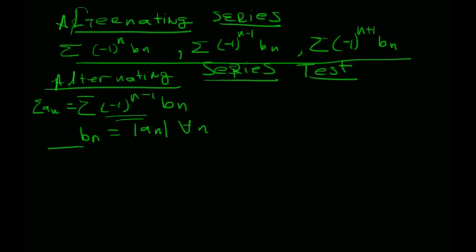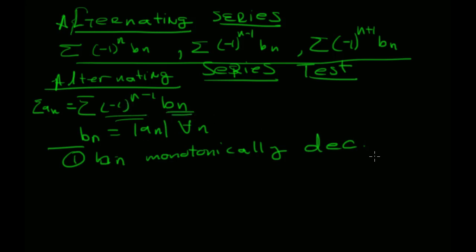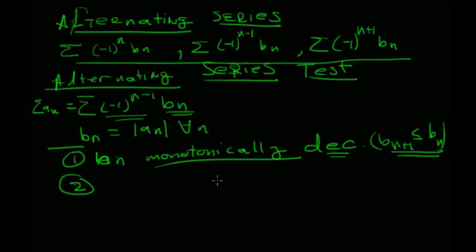Okay, so if this is the case and we meet a couple of conditions. One, b to the n is monotonically decreasing. So the part of the series without the alternating part is decreasing monotonically. This simply means that the next term is always less than or equal to the previous term. That's all that monotonically thing means. It means that not only is it decreasing, but it's decreasing in such a way that the sequence never goes up at any point.